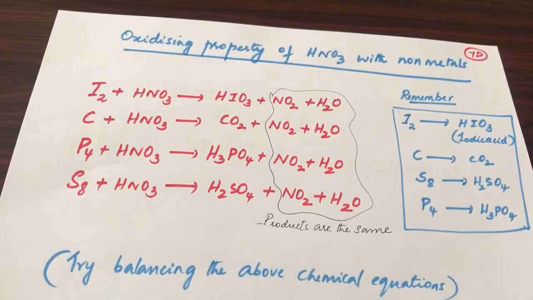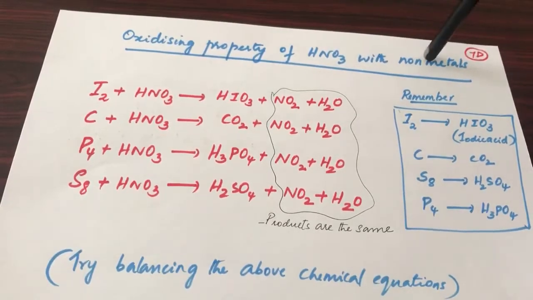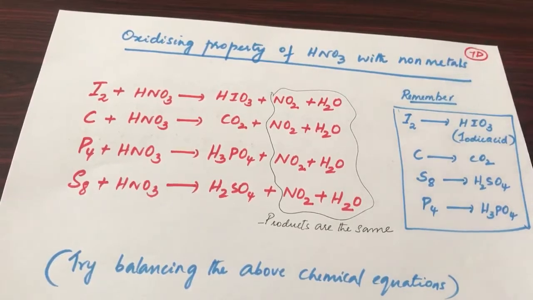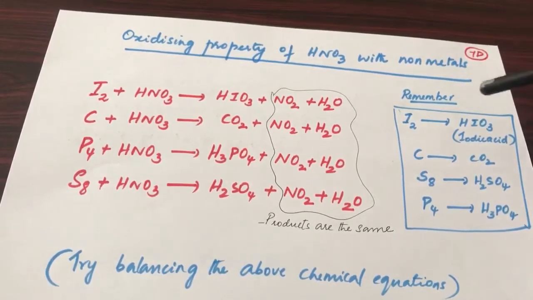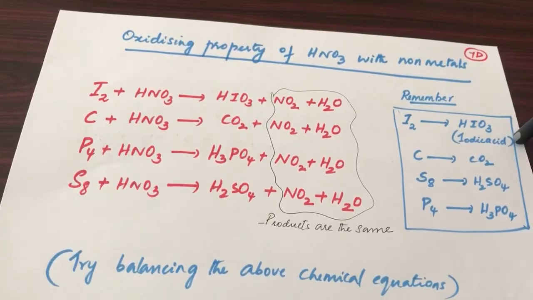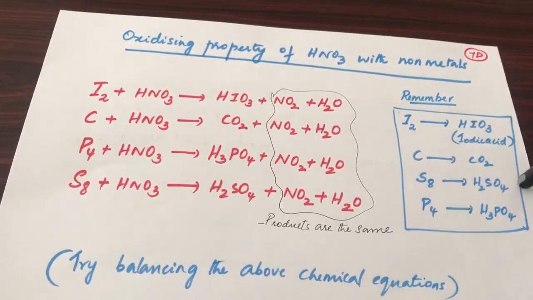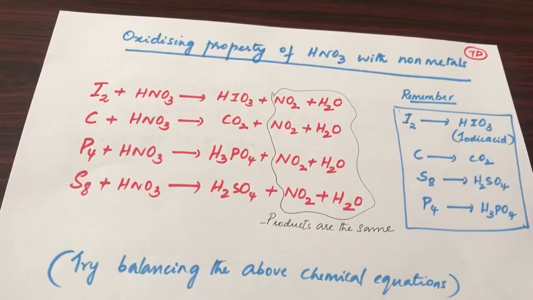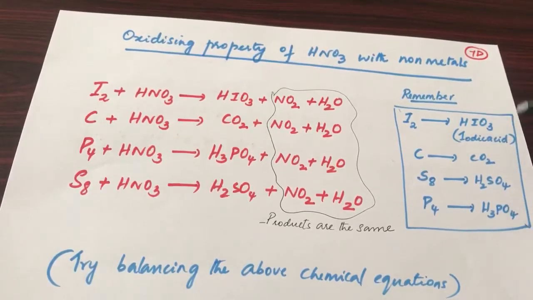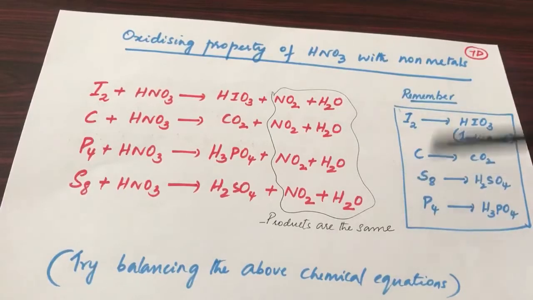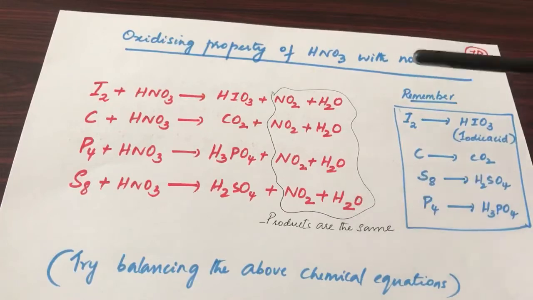Okay, now we see the oxidizing property of HNO3 with non-metals. Almost all the non-metals are being oxidized by HNO3, and you can see I2 will be oxidized to HIO3, that is iodic acid, carbon to carbon dioxide, sulfur to sulfuric acid, and phosphorus to phosphoric acid. So remember these products, and the rest is similar. You can just remember these products and the other products are similar, just like in the case of metals.